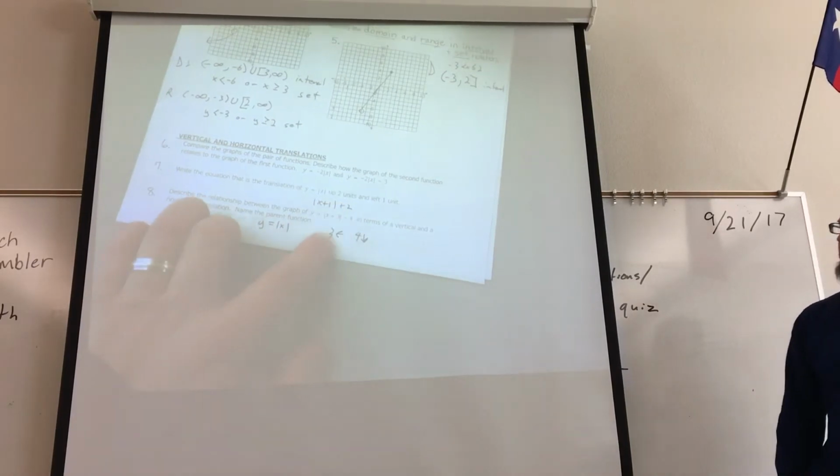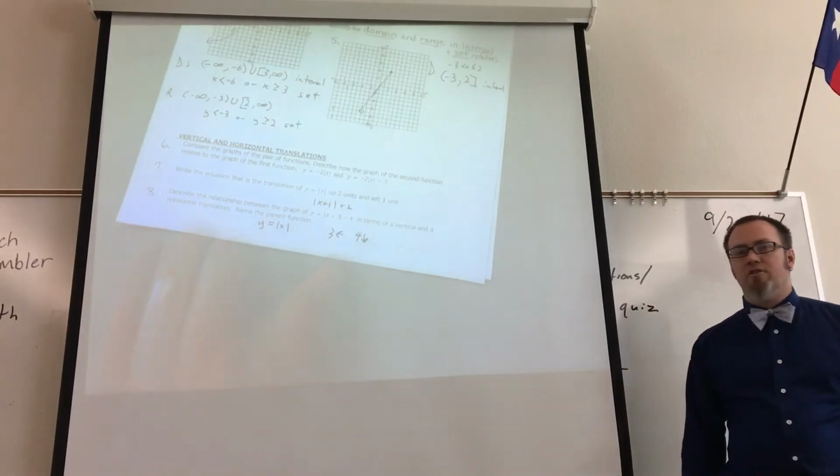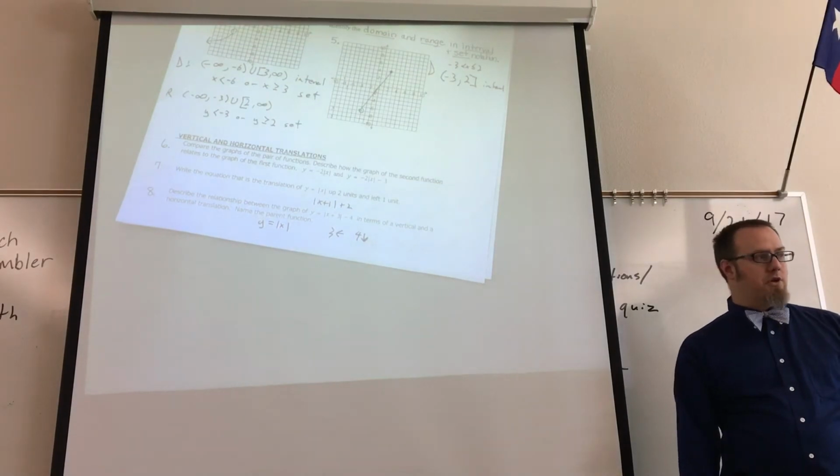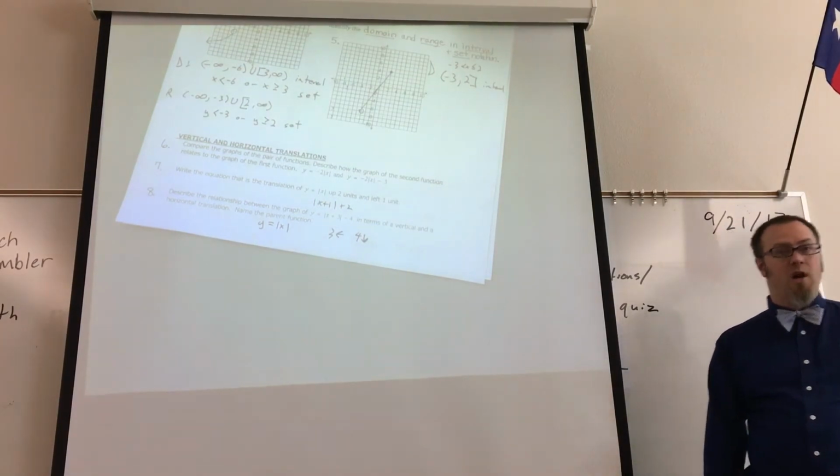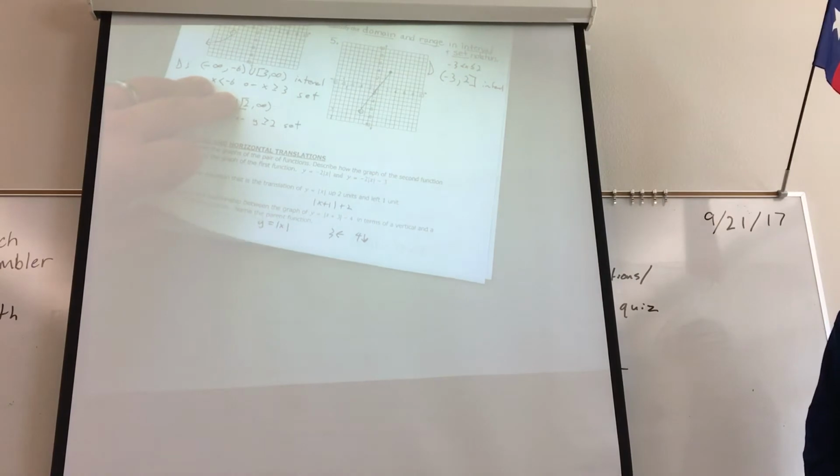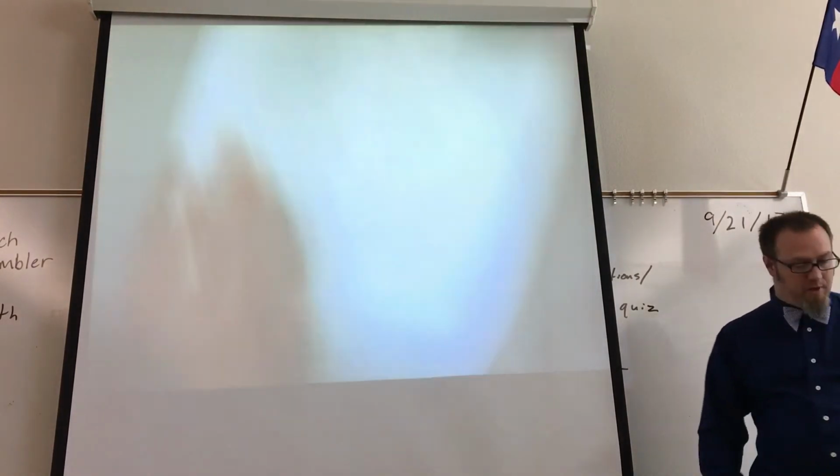On number 8, parent function is y is equal to the absolute value of x. The plus 3 means it's going left 3. The minus 4 means it's going down 4. All of our transformations on our transformation page were as compared to the parent function. So just be aware of that.